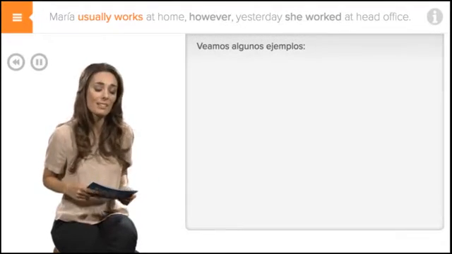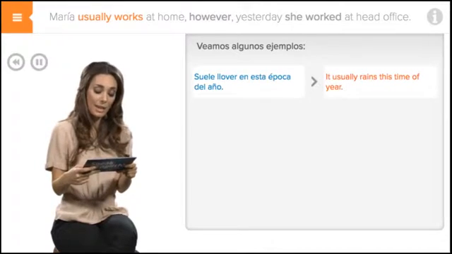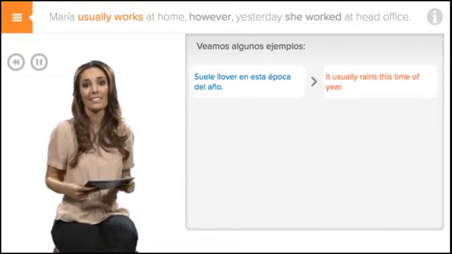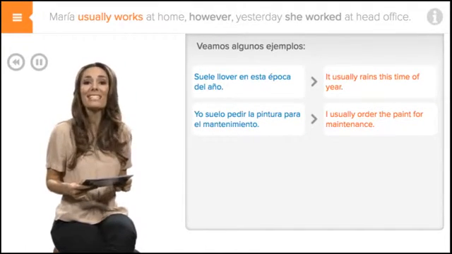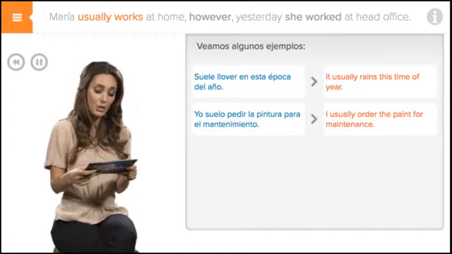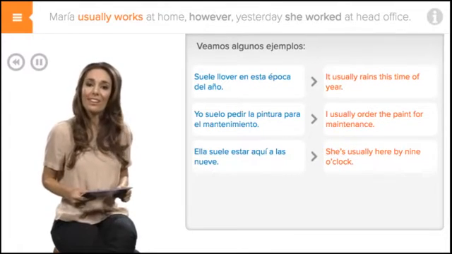Vamos a ver 3 ejemplos más. It usually rains this time of year. I usually order the paint for maintenance. She's usually here by 9 o'clock.